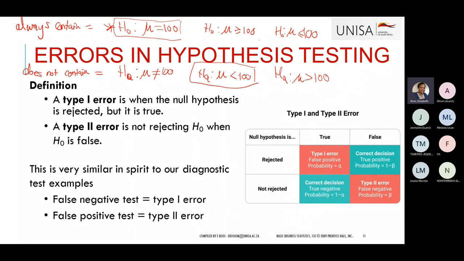A type two error is when we are not rejecting the null hypothesis when it is false, because this is not what the researcher wanted to prove. So we're not rejecting it, we are accepting it. So we're creating a type two error.